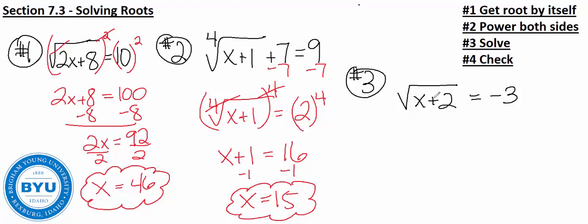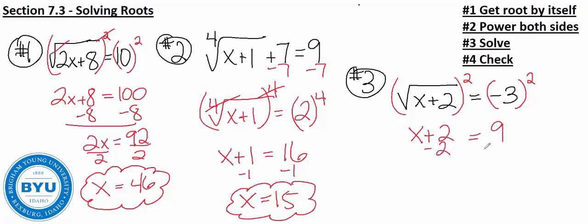Last question, let's do it. Step number 1, get root by itself. It's already by itself. I love when that happens. Step 2, power both sides. Okay, so we'll raise both sides to the second power. In doing that, I get x plus 2 equals 9. All we got to do is minus 2 to both sides to get x equals 7.